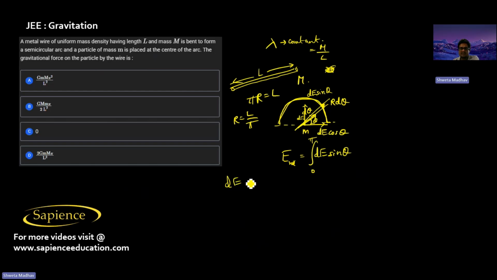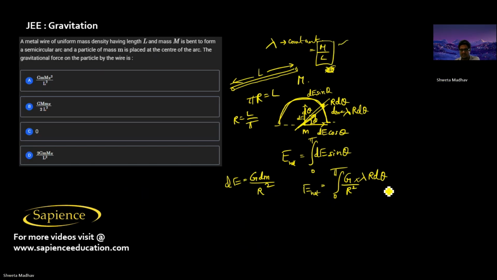Now dm, the mass element, is equal to lambda R d theta. dE is G into dm by R square. So E net, the net gravitational field, will be equal to the integral from 0 to pi of G by R square into dm, that is lambda R d theta. The lambda is M by L, by R square into sin theta.